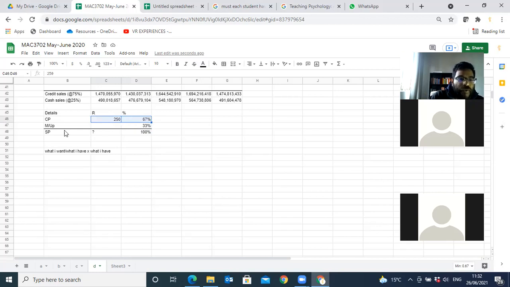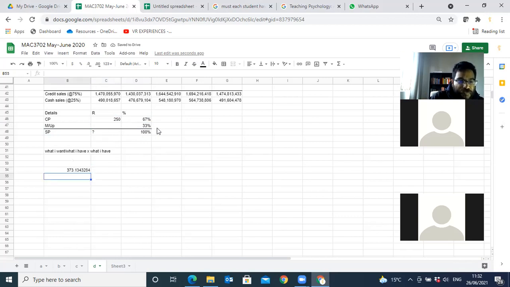What do I want? I want selling price. That is the unknown, that's going to be the answer. So I'll use selling price's other known information. So I'll say equal to 100 divided by what I have, 67, and then multiplied by what I have, which is the rand value, and that's what I'll work out.